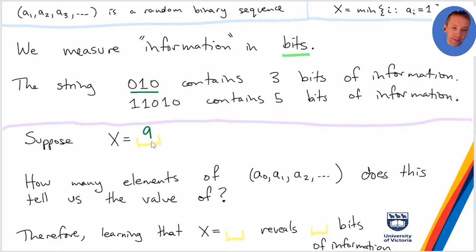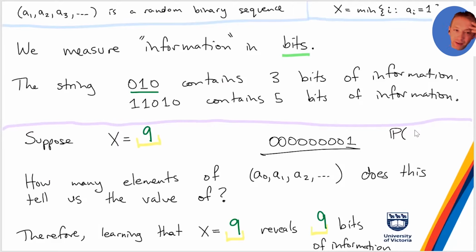So suppose that x is equal to 9. How many elements of the sequence does this tell us the value of? Right, because you got a whole bunch of zeros. It tells you that the sequence starts like this: zeros in positions 1 through 8, and then a 1. Now, what's the probability that x is 9, by the way? It's 1/2 to the 9, because basically half happens 9 times.